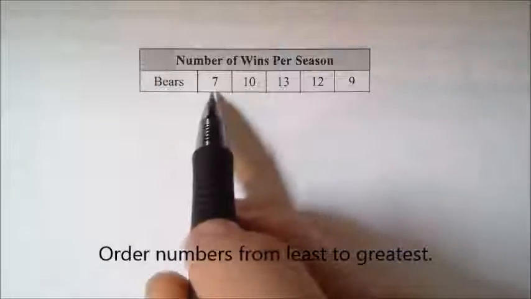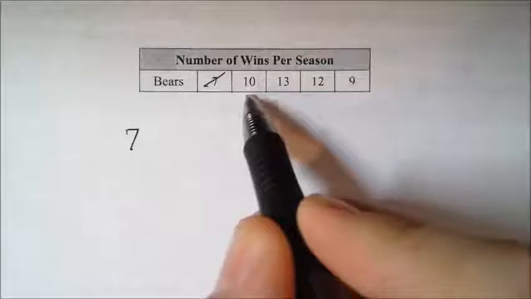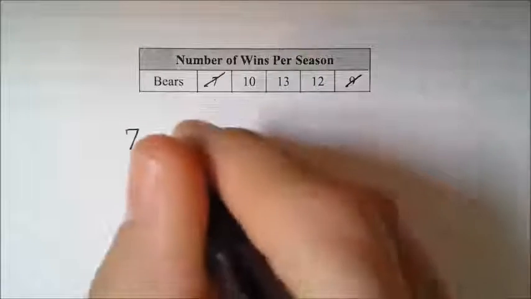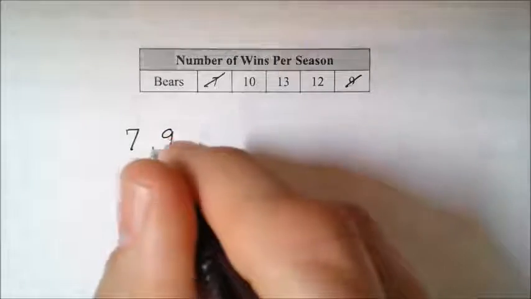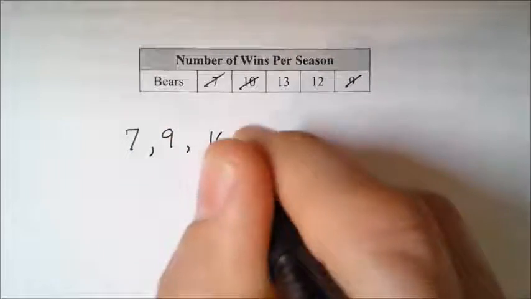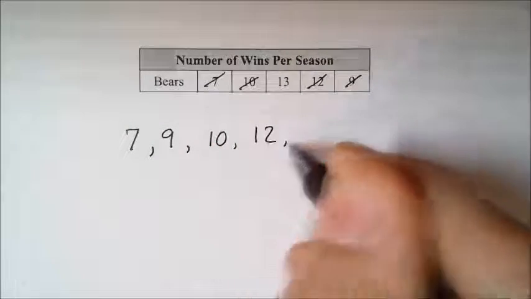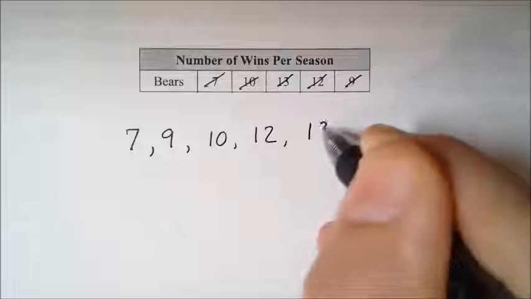My smallest value out of all these values is 7, so I'm going to cross it off and write my 7. My next smallest value is going to be 9, so I'm going to write my 9. The next one is going to be 10, and the next one will be 12, and then 13.